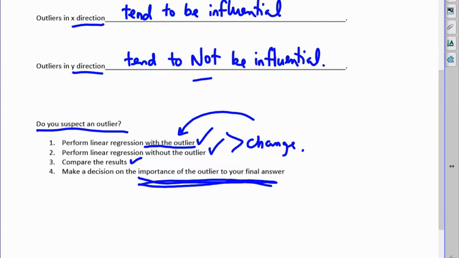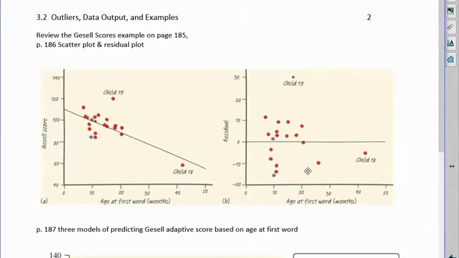Okay, so here's an example from the textbook, the Gesell scores, and these are basically like an intelligence score. What they have done here is they have these children where they measured at what age they said their first word in months, and then this Gesell score, which is supposed to be like an aptitude score for the child. And so you can see they've plotted the data.